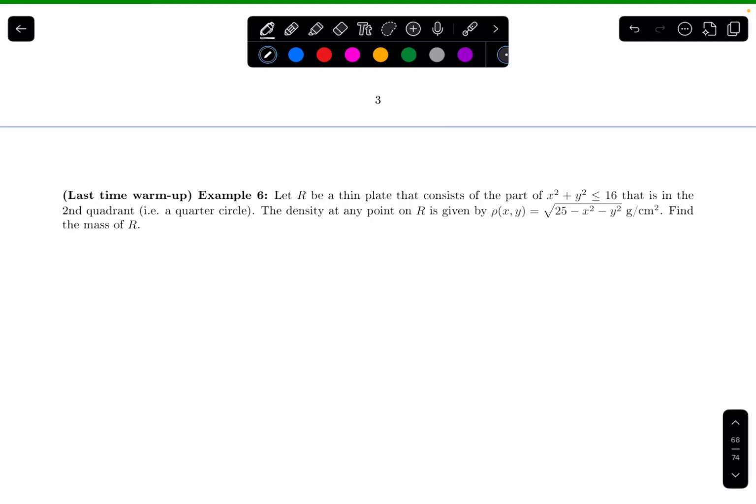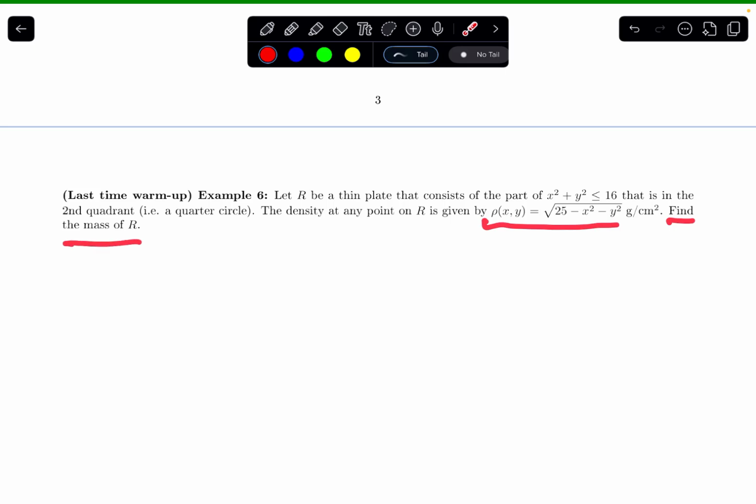We actually looked at this problem in our last section, but we didn't have a great way of evaluating it, and now we will. It says, let R be a thin plate that consists of the part of this inequality that is in the second quadrant; it turns out this is a quarter circle. The density at any point on R is given by this formula. Find the mass of R.